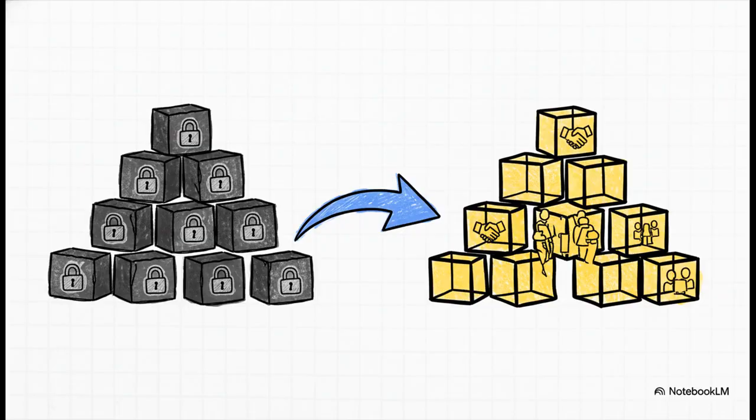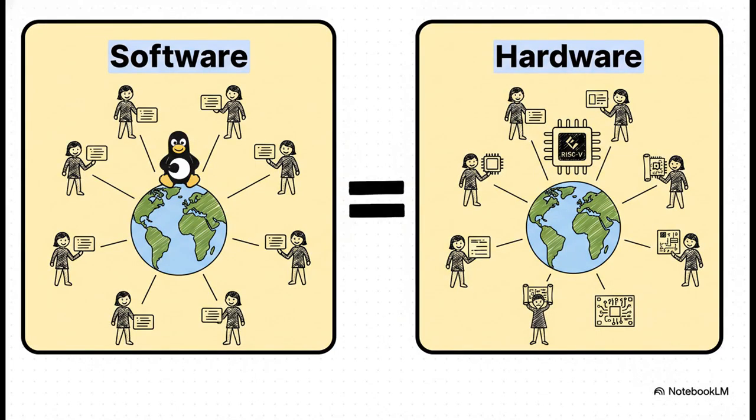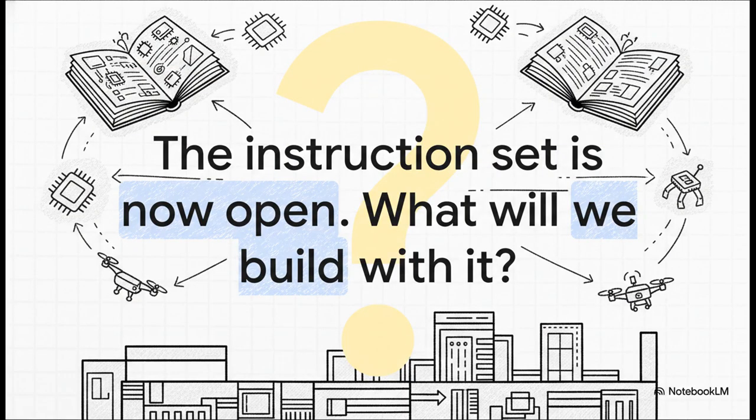You know, there's a really powerful parallel here. A few decades ago, Linux proved that a global open community could build a world-class operating system that could compete with anyone. Well, now RISC-V is proving that that exact same model can work for the silicon itself, for the hardware. And this brings us right back to the beginning, to the biggest, most exciting question of all.